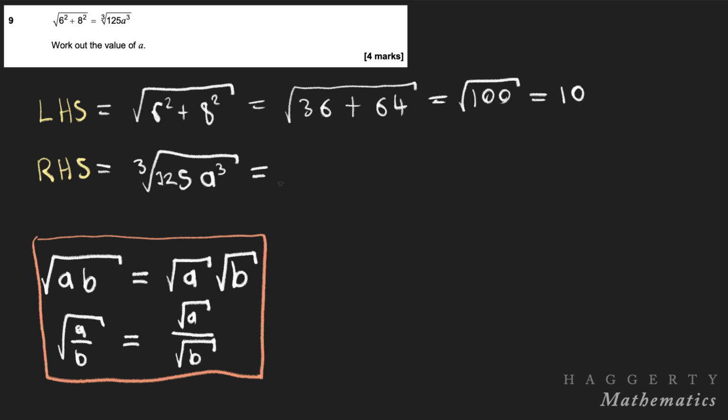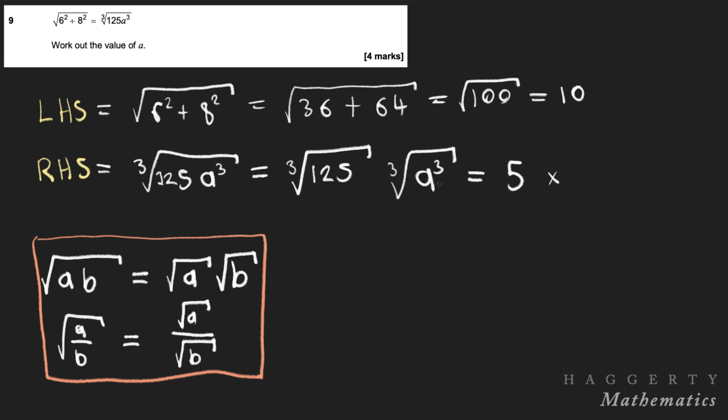So here we have the cube root of 125 times a cubed. And obviously we have a product inside that cube root: 125 times a cubed. So you can just take the cube root of 125 times the cube root of a cubed, and evaluate each of these cube roots one at a time. The cube root of 125, well, you just want to know 125 is one of the cube numbers, and it just so happens to be 5 cubed. And therefore, because 5 cubed is 125, the cube root of 125 is just going to be 5.